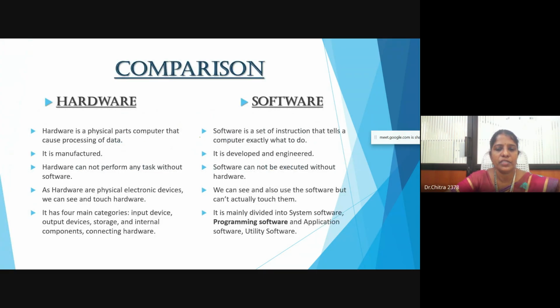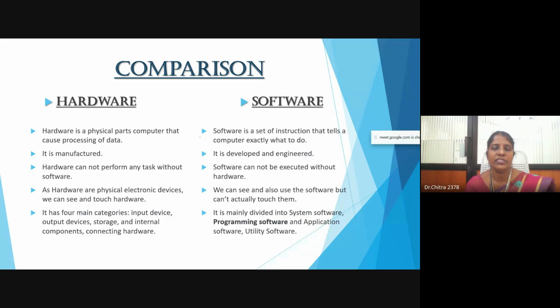And comparison between hardware and software: you know that hardware is a physical part, software is a set of instructions, and hardware is manufactured or fabricated, whereas software is developed. Hardware cannot perform any task without software. Software cannot process any task without hardware. Both are interconnected. Hardware are the electronic devices, but software, we cannot touch. This is not a device.